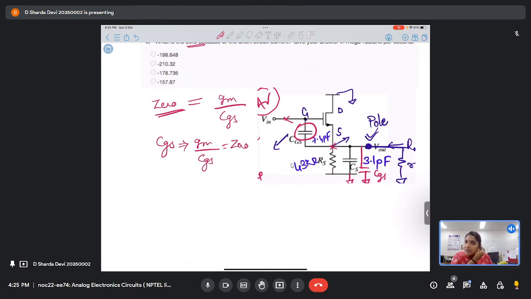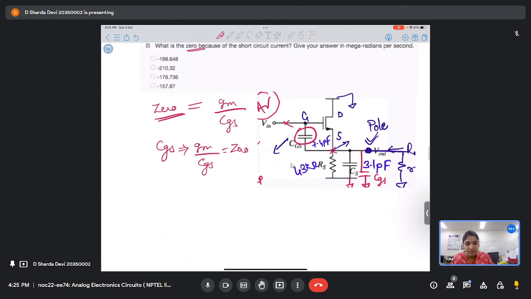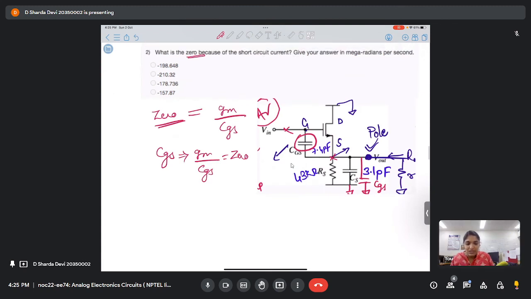So you can simply substitute the value of GM, CGS, and these poles and zeros are negative because these are stable systems. When you want a stable system, your poles should always be negative, and your zero being less than zero, or negative, increases the stability of the system. So that's why they are all given in negatives. Is this clear? The value is 198.648. The moment you calculate, you'll get to know. Is this clear? Yes, ma'am.